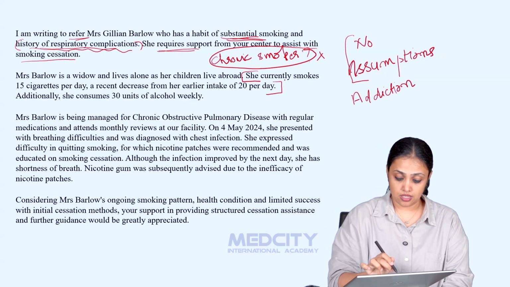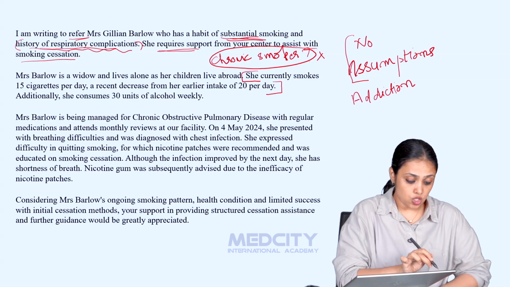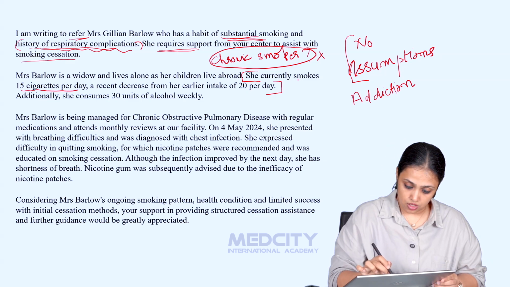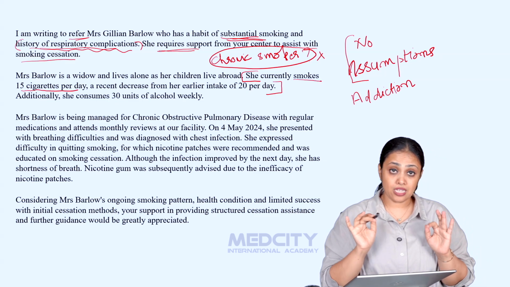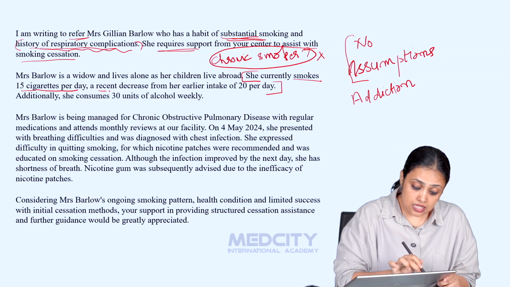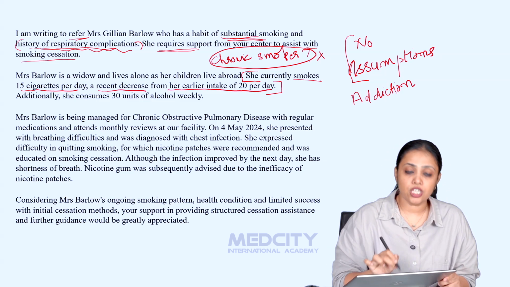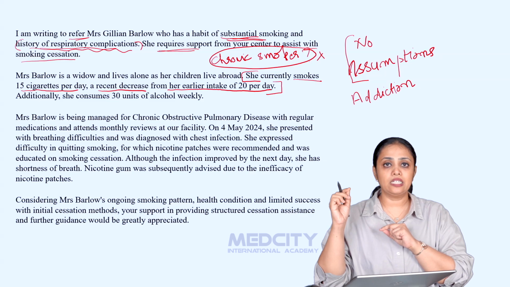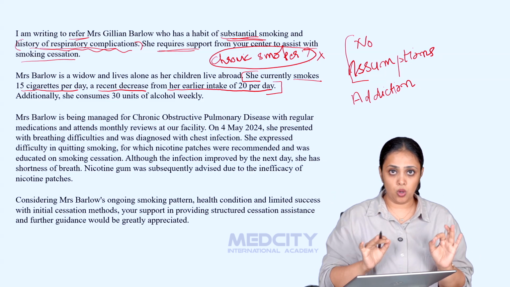So you have to adjust your grammar accordingly. See, just see how the sentence construction is here. She currently smokes 15 cigarettes. So that's right, smokes, simple present sentence, because as of now it is 15. A recent decrease from her earlier intake of 20 per day. So you have connected that there. Earlier it was 20 and now it is 15.